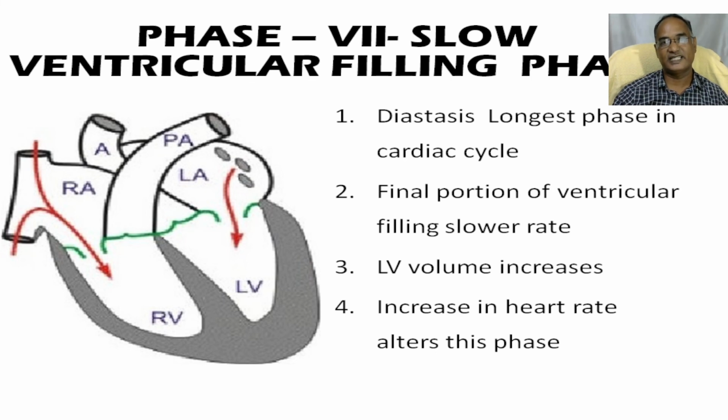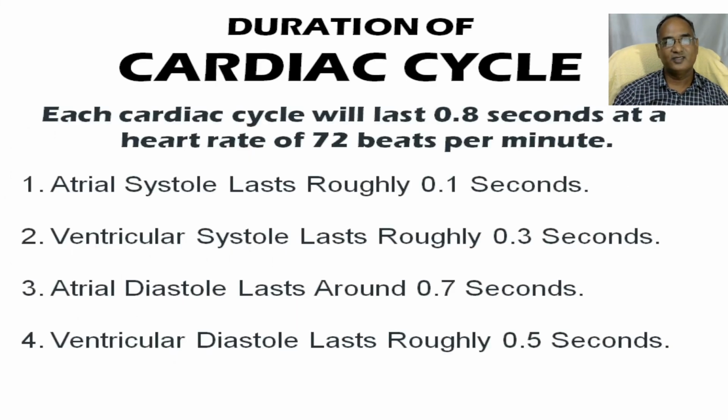This is our second cycle, and the duration of the cardiac cycle will be 8 seconds: atrial systole 1 and atrial diastole 7 seconds, so 8. Ventricular systole is 3 seconds and ventricular diastole 5 seconds, so totally 8. So around 8 seconds per cycle it will be completed. So per minute it will be around 72 beats per minute.